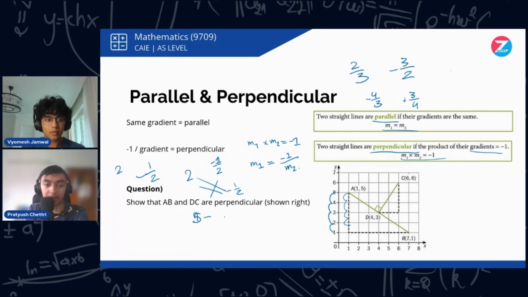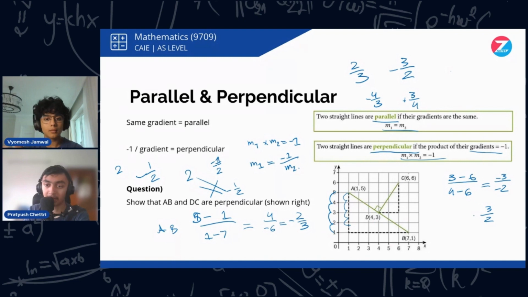You always do y over x. 5 minus 1 over 1 minus 7. So 4 over minus 6 equals minus 2 thirds. That's the gradient of AB. What's the gradient of DC? Well, it's 3 minus 6 over 4 minus 6, which comes out to be minus 3 over minus 2, which is just 3 over 2.